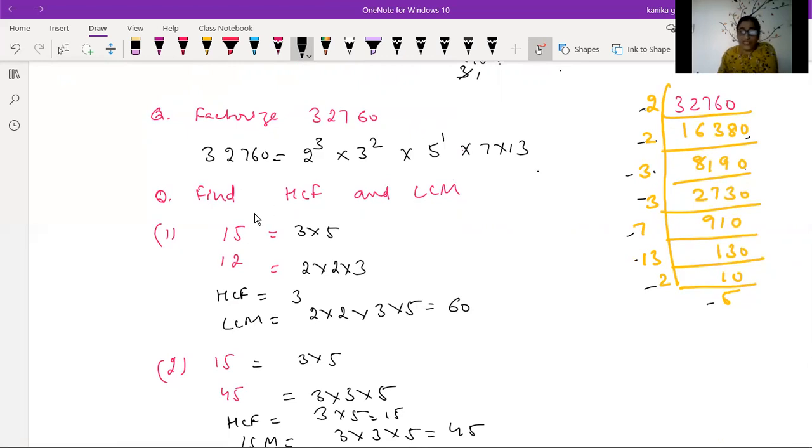Now the next question is to find the HCF and LCM of 15 and 12. Your first number is 15. When we factorize, 3 5s are 15, and for 12, 2 2s are 4, 3 4s are 12. Now we have to find the HCF of these numbers. Here 3 and 3 is the common number. So HCF is 3.